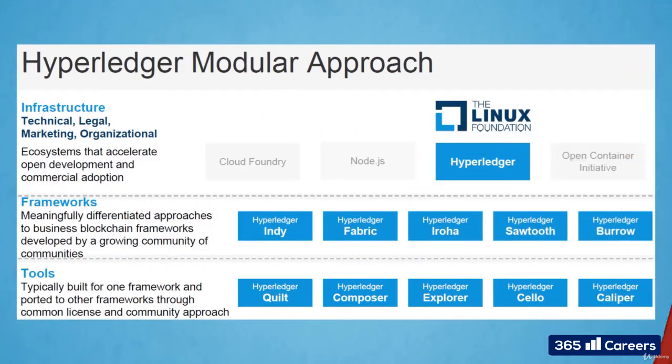At present, there are 10 Hyperledger projects in incubation, comprising 5 frameworks and 5 tools. Frameworks represent different approaches to building enterprise blockchains. Here's a brief overview of the main ones.